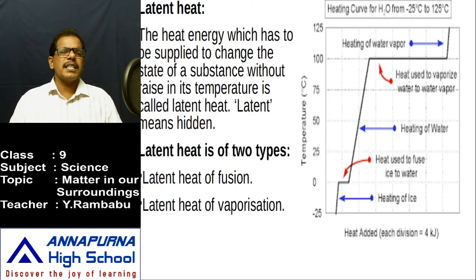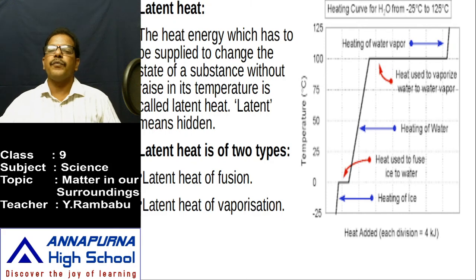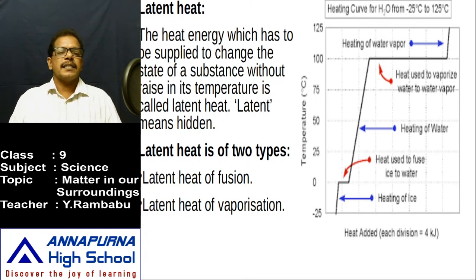So simply, what is latent heat? The heat energy which is required to change a substance from one phase to another without rising its temperature, that means at constant temperature. Simply, that is latent heat. Again, latent heat is of two types: latent heat of fusion and latent heat of vaporization. About these, we will learn in the next classes.